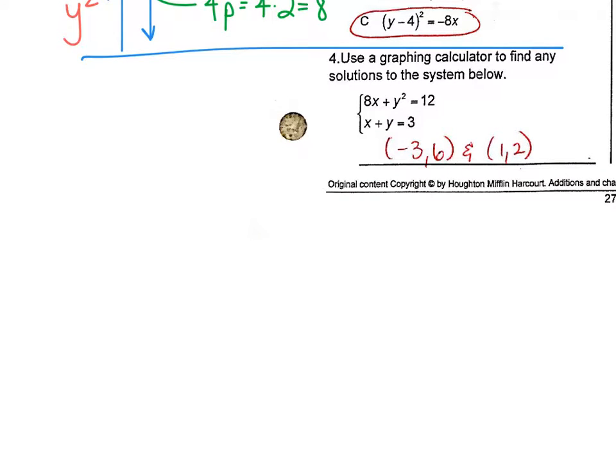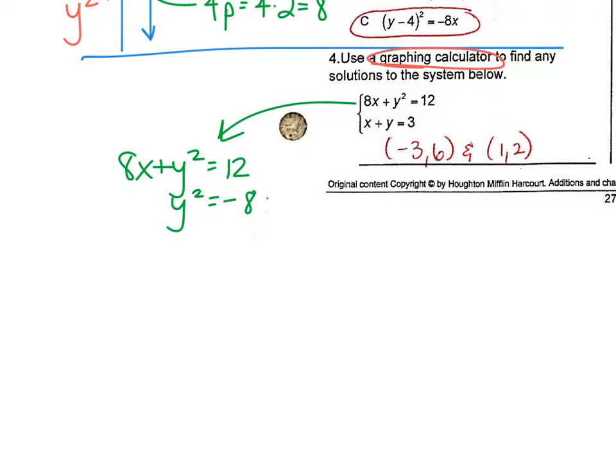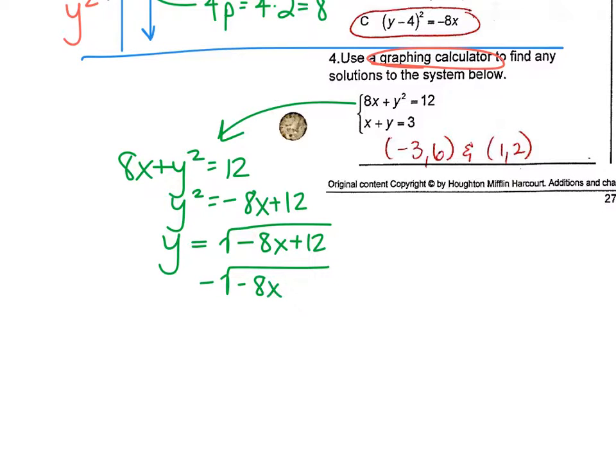All right, on this one, when it says use a graphing calculator, what they're wanting us to do is obviously to graph these two things, and to do that in our calculator, we know we need y equals, so I'm just going to show you real quick how we can get these into y equals form. So y squared equals negative 8x plus 12. To undo squared, we're going to square root, which is going to give us two equations. One is going to be the square root of negative 8x plus 12, and the other one is going to be the negative square root of negative 8x plus 12.